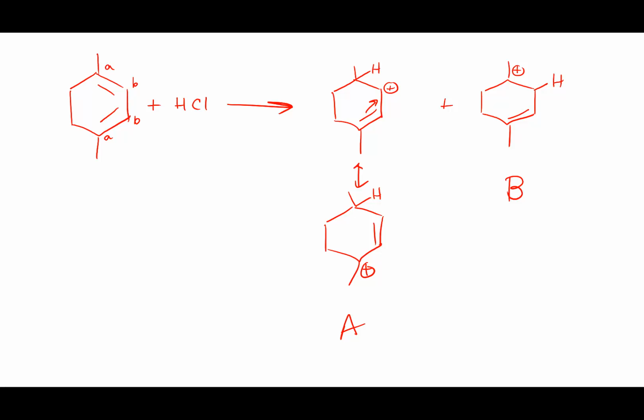Okay, hang on. Reason why A is more stable? It has two resonance structures. But does that beat a tertiary carbocation? It will if one of the resonance structures is a tertiary. So in both of these cases, we have a tertiary carbocation.